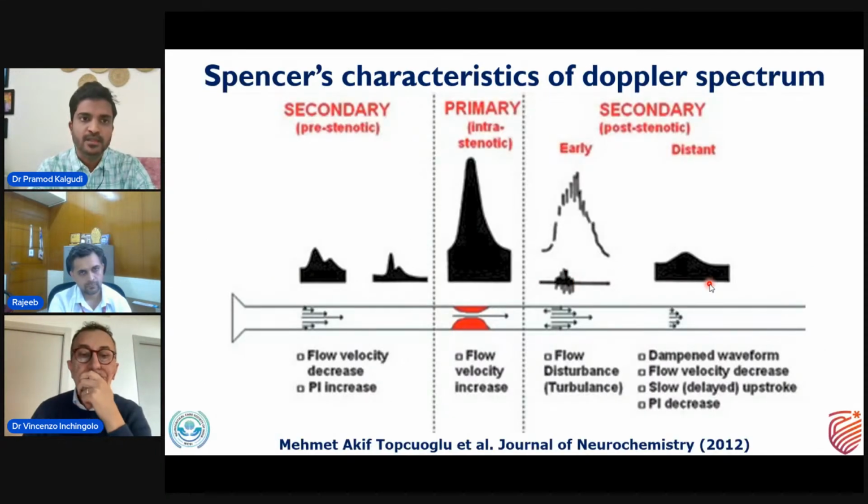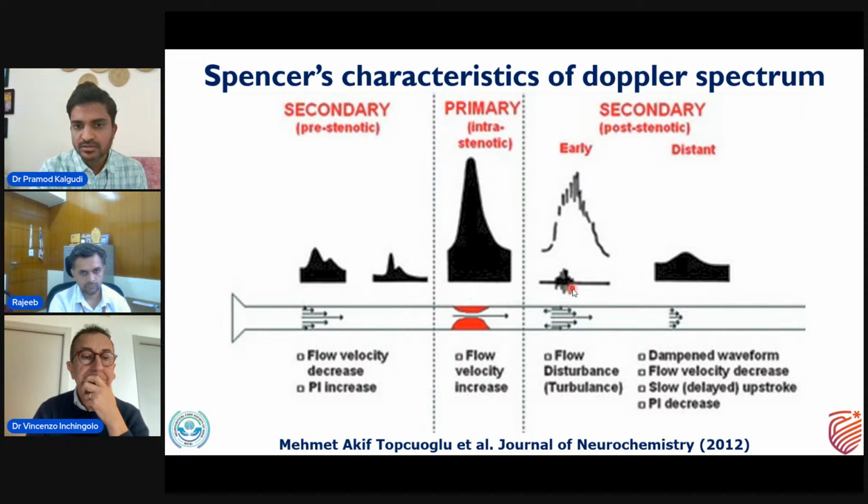resistance. When we look at the characteristics of the Doppler spectrum, we always have some stenosis at some point. When we put a Doppler here at this point, we see a stenotic flow. You can see a peak systolic and then sudden deceleration at this point because of an intrastenotic flow. But we see this sort of pattern in the pre-stenotic segment. You can see the flow velocity reduces and the PI increases because the diastolic flow reduces and the peak increases. So as and when the diastolic flow starts reducing, you can see the PI increasing.